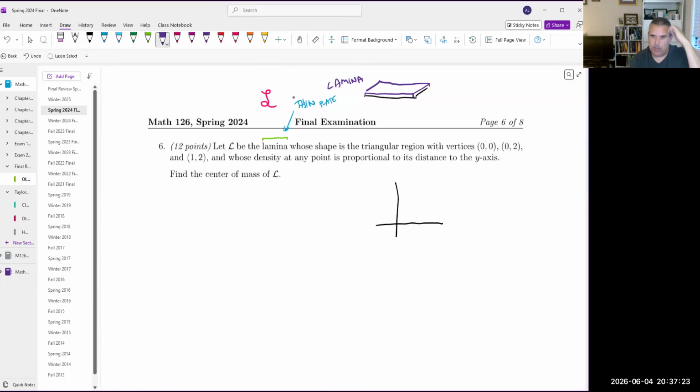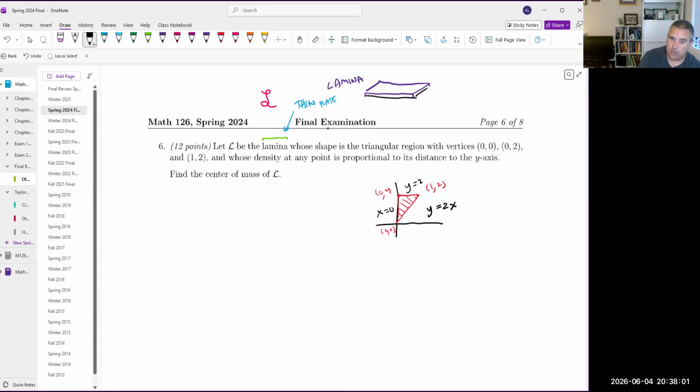Okay, whose shape is this triangular region? So (0,0), (0,2), (1,2). And I'm just going to do it now. We're going to find the equations for all the sides at some point, so we might as well do it now. Y equals 2x because the slope is 2. X equals 0 because we're on this side. Y equals 2, that's the top.